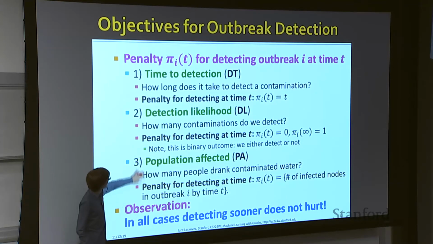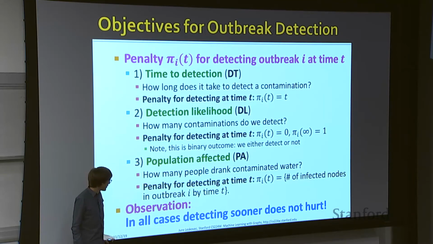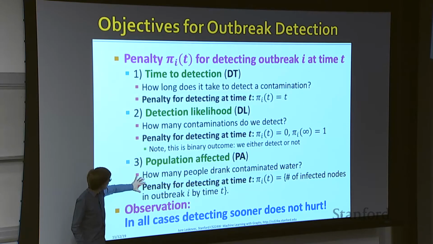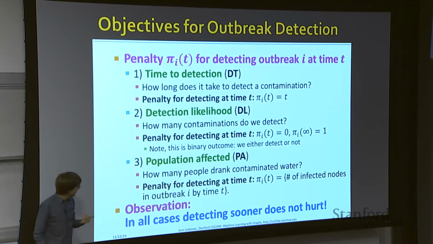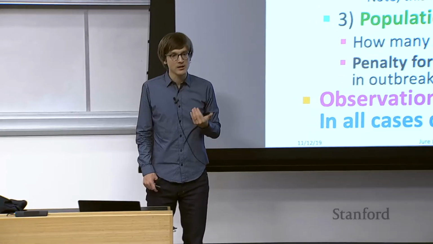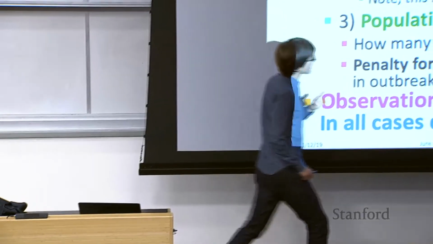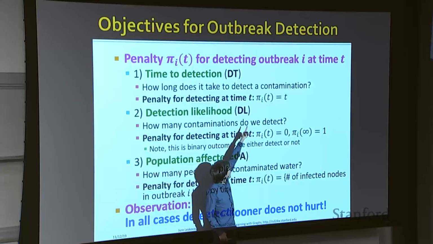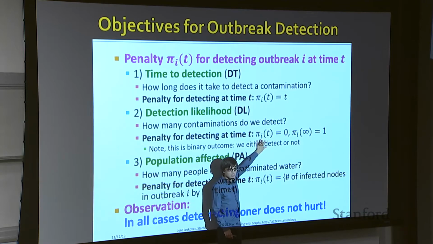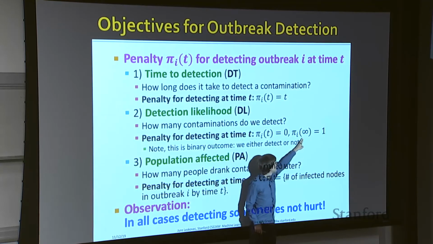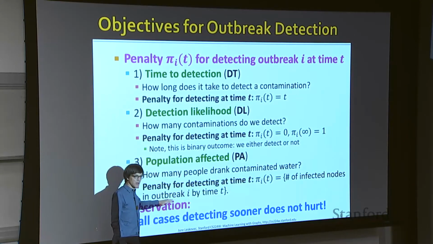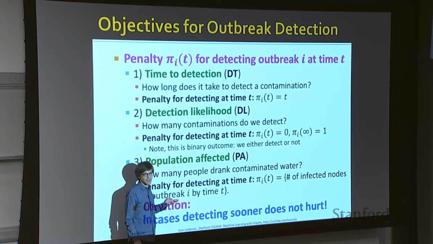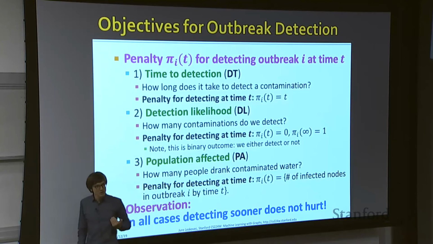pi, how they are defined depending on what objective function we want. Notice that all these objective functions are monotone. What does it mean? If I detect sooner, it does not hurt. If I detect sooner, pi in the first place will only be smaller. That's great. If I detect sooner here, it doesn't hurt because I only get penalized when I don't detect. And down here again, detecting sooner will only help because fewer people will get infected.